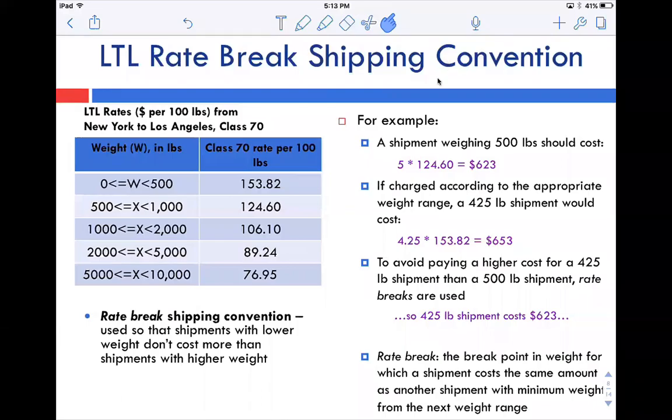Hello, in this video, I'm going to talk more about how less than truckload rate breaks can be analyzed, or dug further into, so that we could derive some managerial insights. Given a less than truckload company, let's assume that we requested a quote from them, and then our product fits into their class 70.